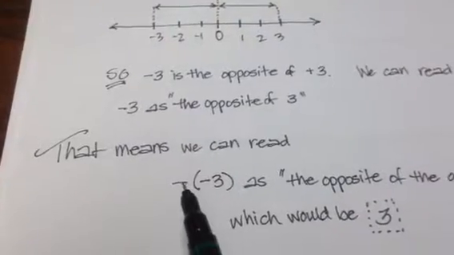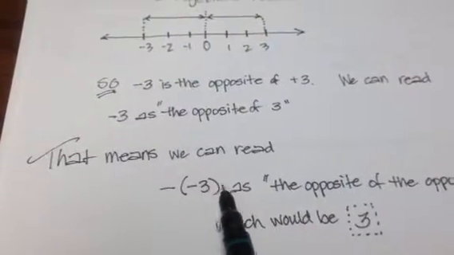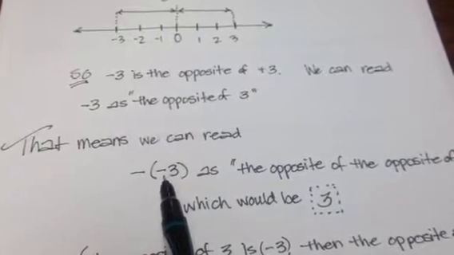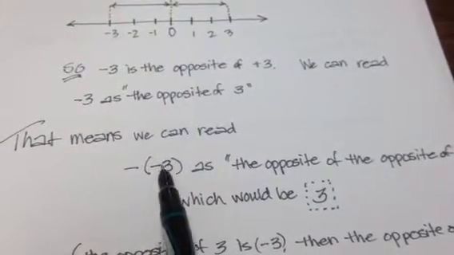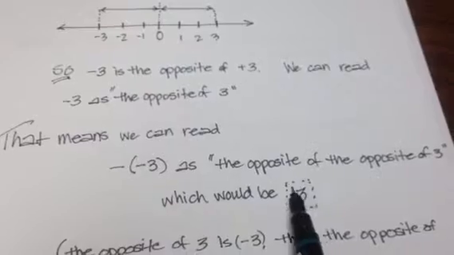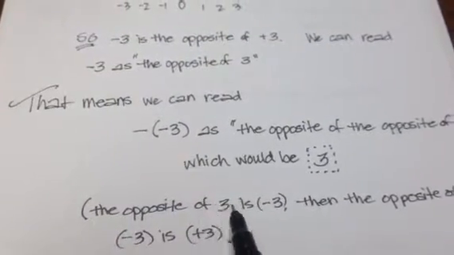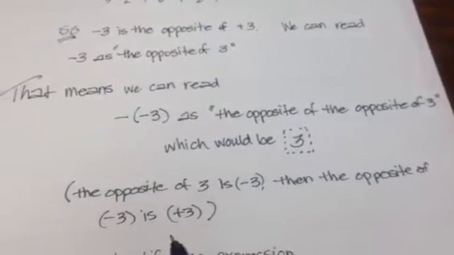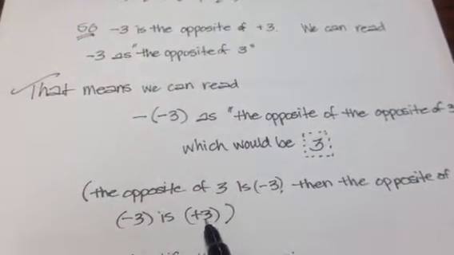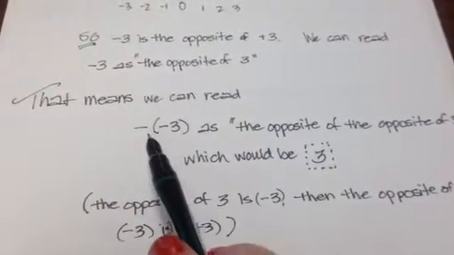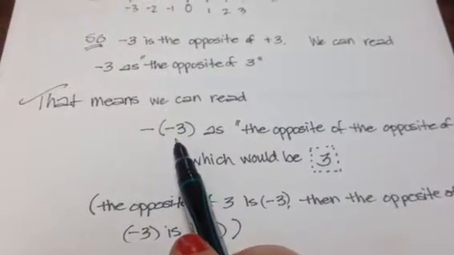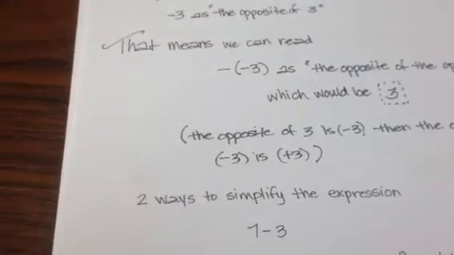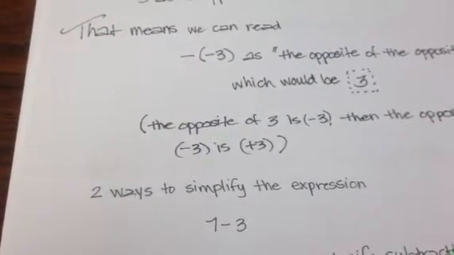That means we can read this as the opposite of 3, the opposite of that 3, which would be 3. What? Okay, watch. The opposite of 3 is negative 3, right? Then the opposite of negative 3 is positive 3. You can also remember that 2 negatives make a positive. Always, always, always.